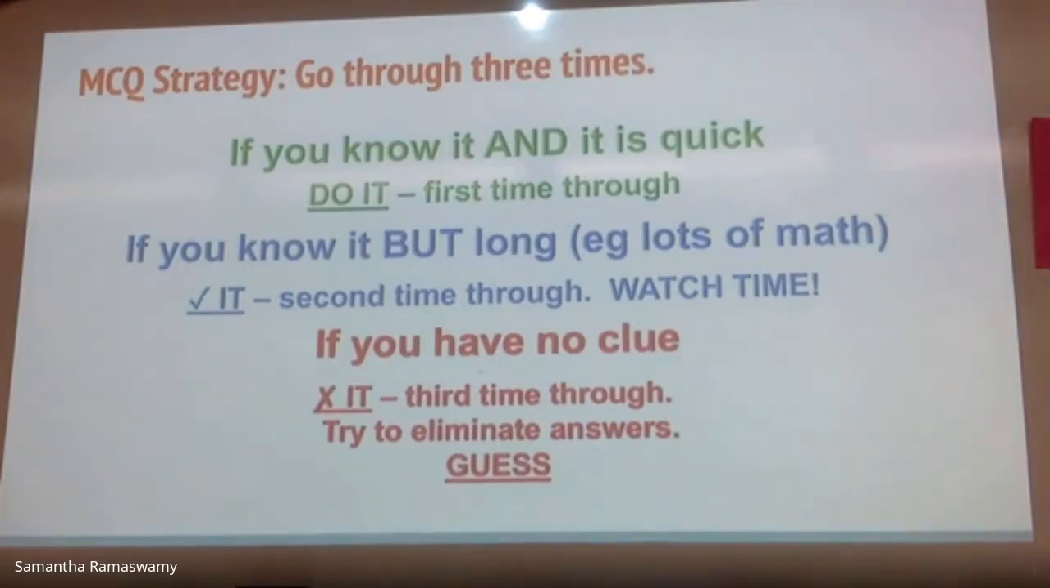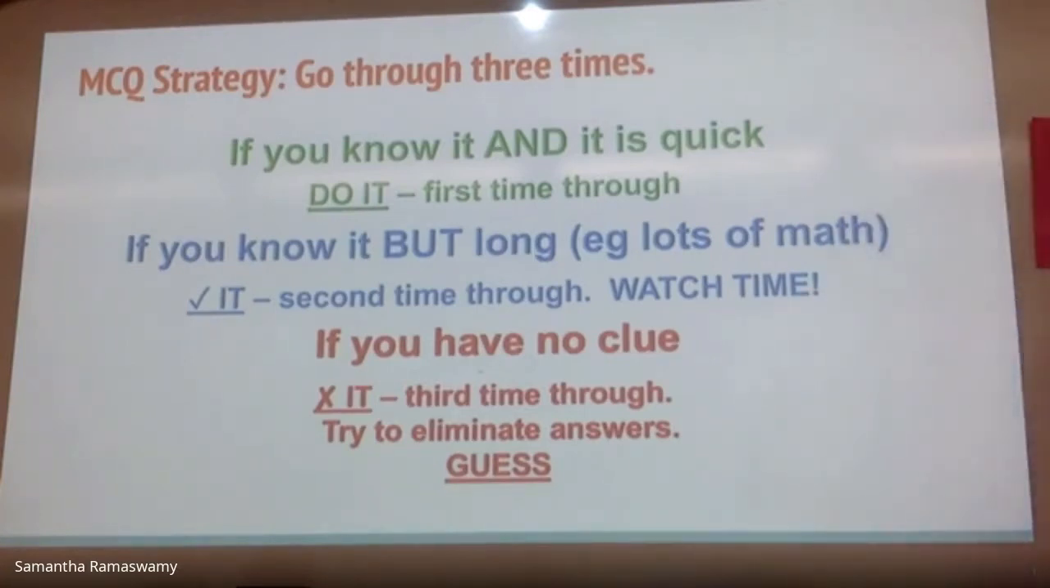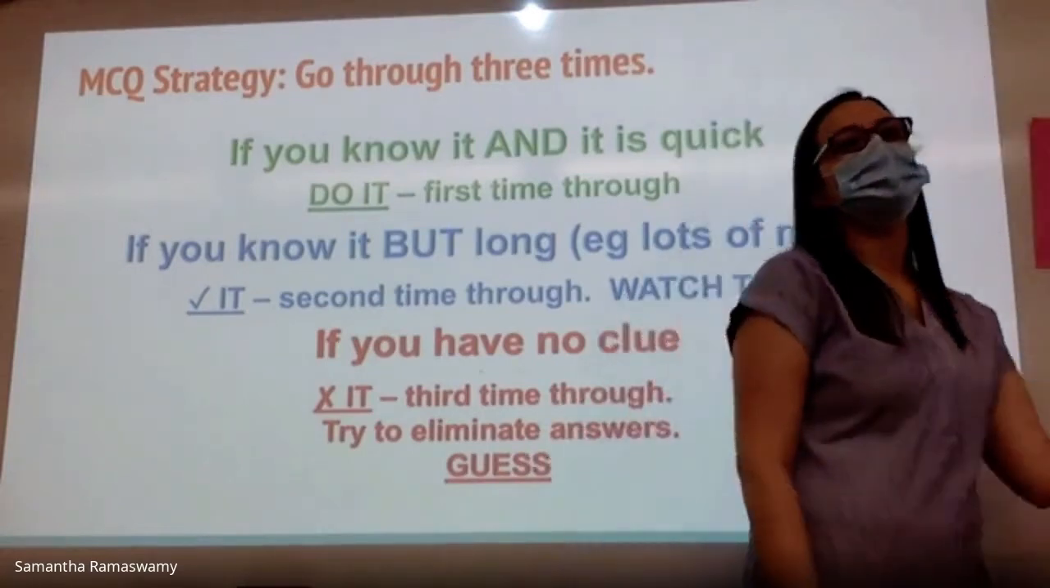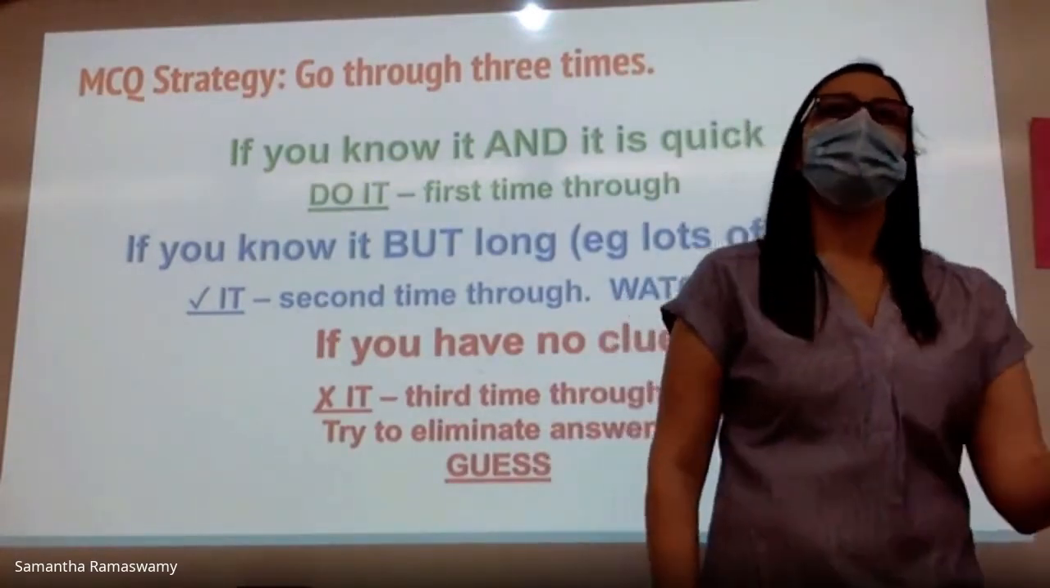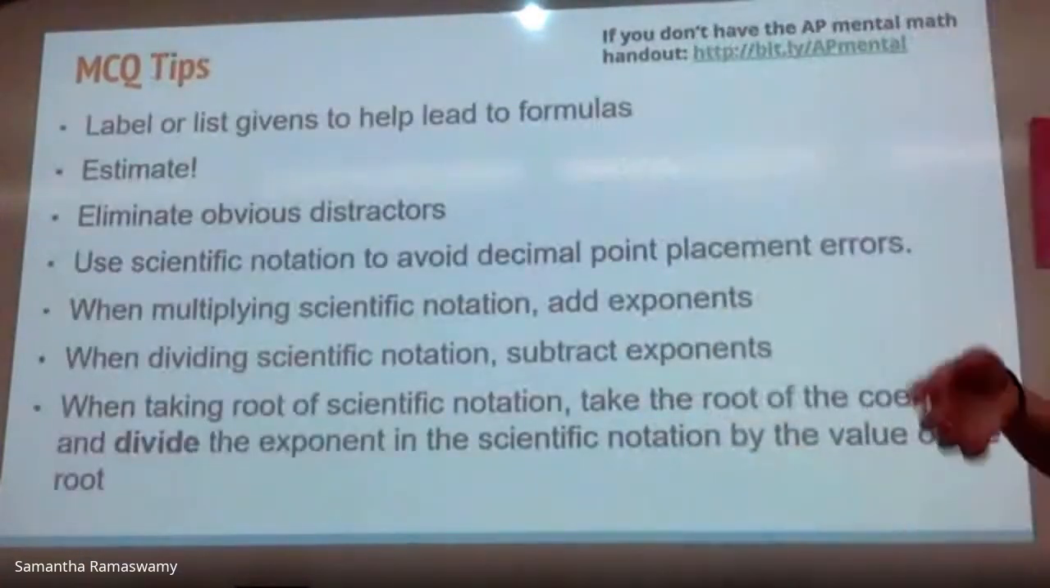Because you'd rather have a 25% chance, or if you can eliminate 2 answers, a 50% chance of guessing it right than leaving it blank. You're going to miss it whether you leave it blank or whether you guess and it's wrong. So you might as well make a guess. Your answer choices are only A through D, so don't fill in E. Right? You won't have any E answer choices. But just using that 3-time pass helps.